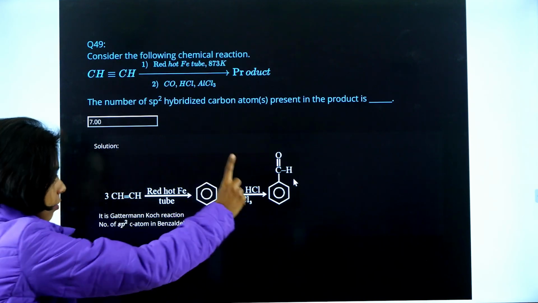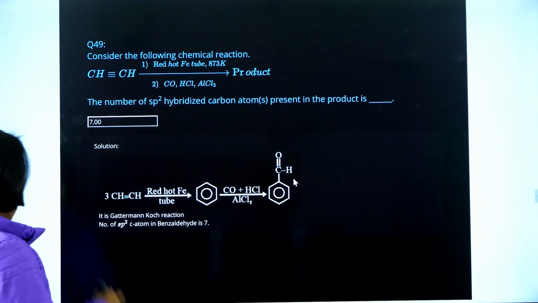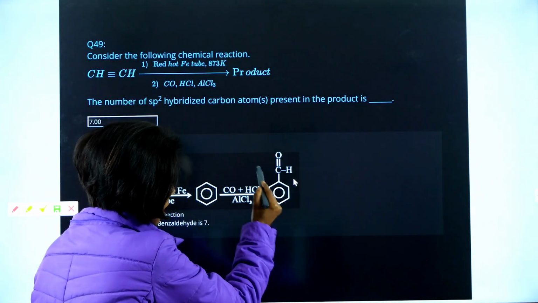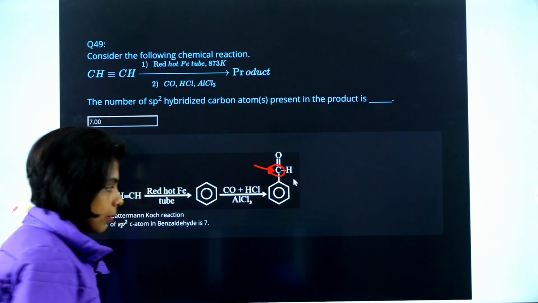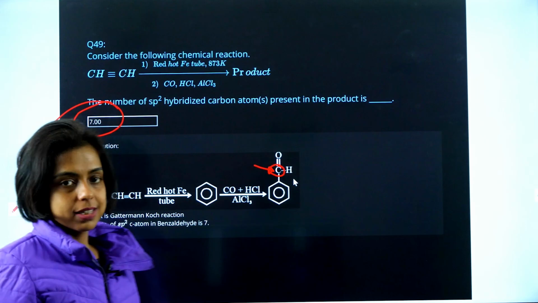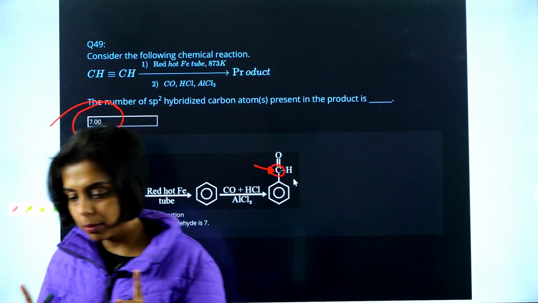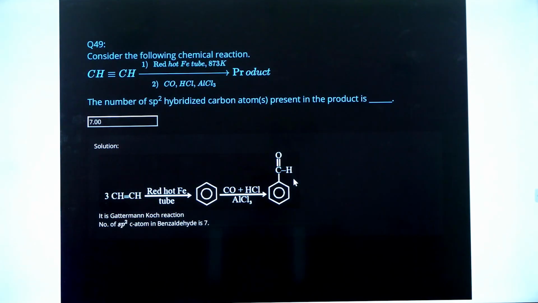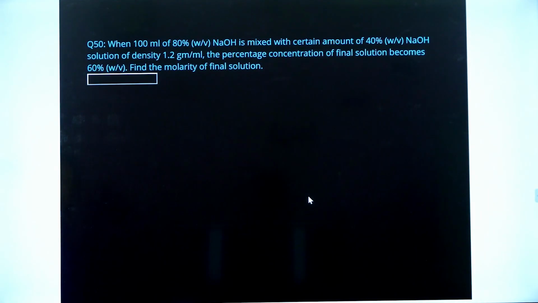So finally, how many carbons have sp2 hybridization? All the 6 carbons of benzene have sp2 hybridization, plus this C double bond O carbon. So a total of 7 carbons are sp2 hybridized in the final product, that is benzaldehyde. Right? Very easy peasy lemon squeezy question. Now let's move on to the last question.